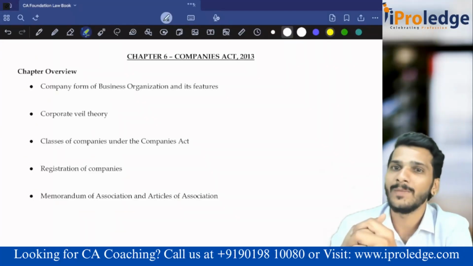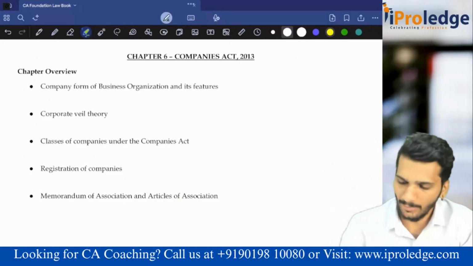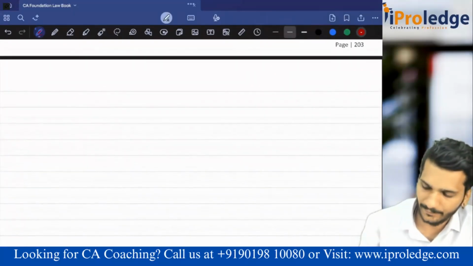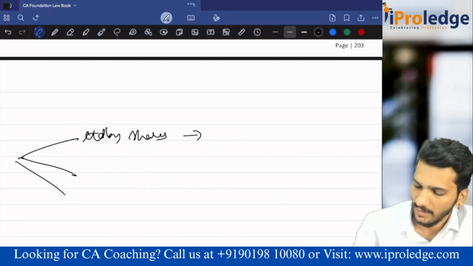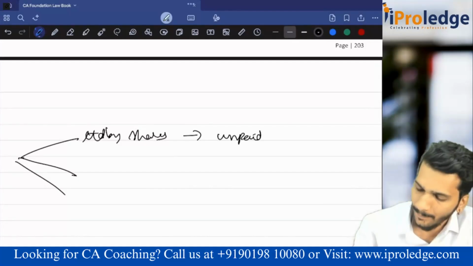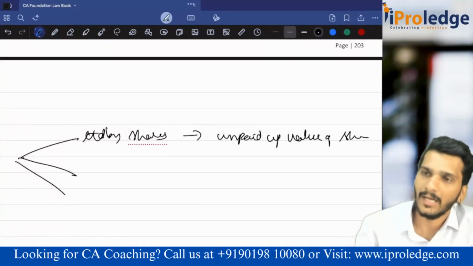Sir, how much is it limited? The limited liability depends on the type of company it is. There could be three types of company. If the company is limited by shares, then the liability is equal to the unpaid value of shares. Unpaid value of shares.